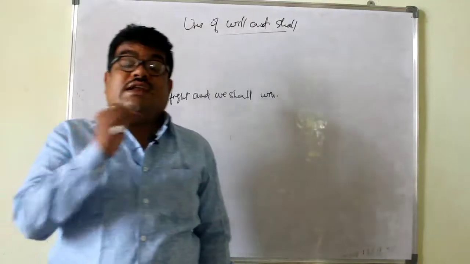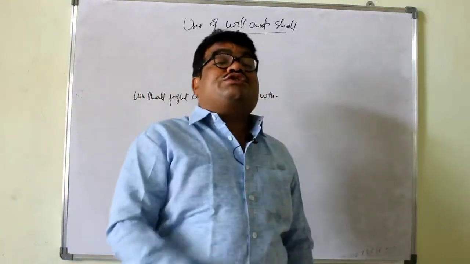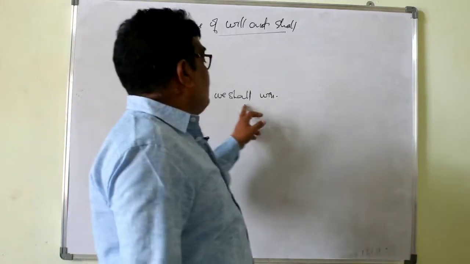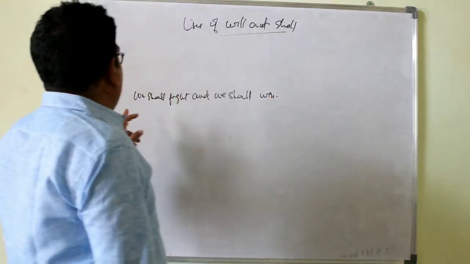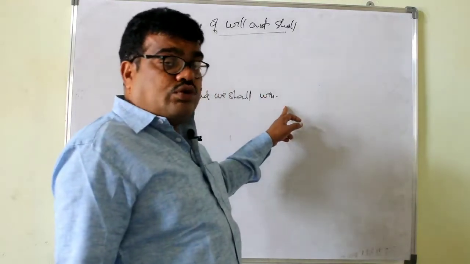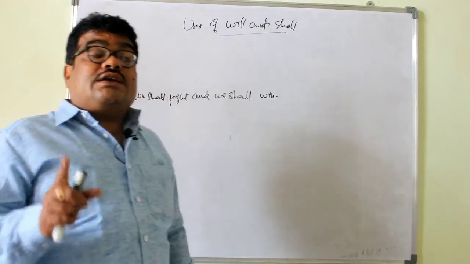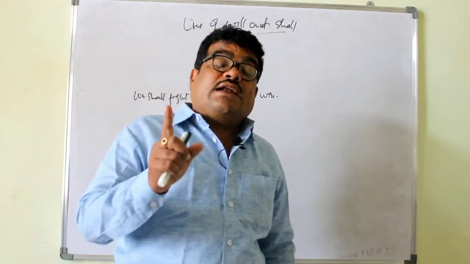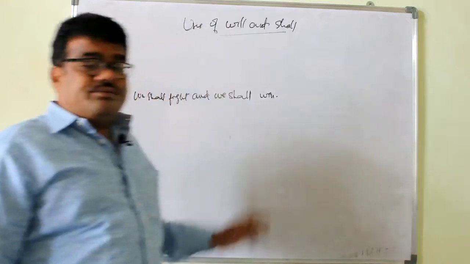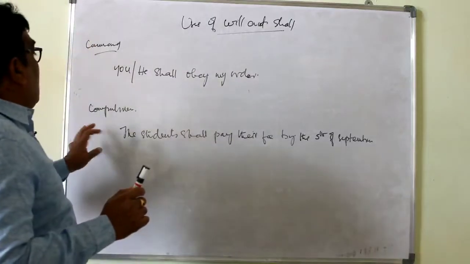Generally, will is used for determination, but sometimes in speeches we use shall. For example, we shall fight and we shall win. Equivalently, we can also say we will fight and we will win. Both are possible, but in speeches we use shall. And shall is used for commands and compulsions, whereas will is used for determinations.